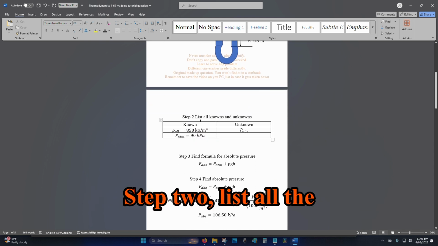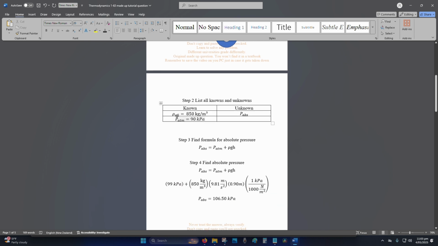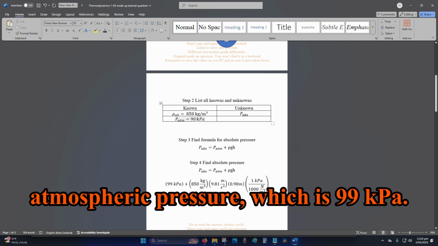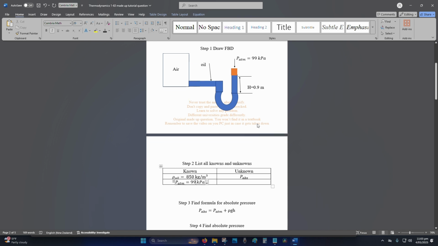Step 2, list all the givens and the unknown, what you're trying to solve. They give us the density of oil, 850 kilograms per meter cubed. They give us the atmospheric pressure, which is 99 kPa.